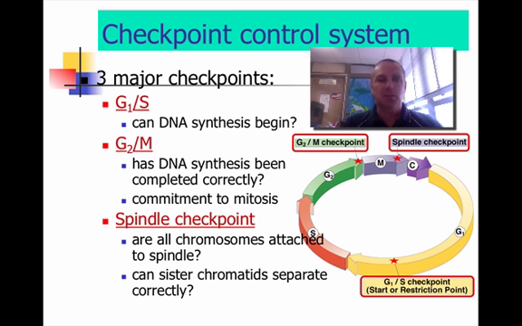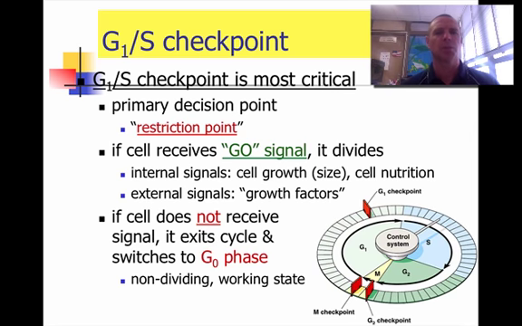And then the spindle checkpoint is the last step, and it's during mitosis. It makes sure that spindles have attached correctly, and if they haven't, it stops it there and makes sure sister chromatids separate correctly. Now let's look at each one of these a little bit more.